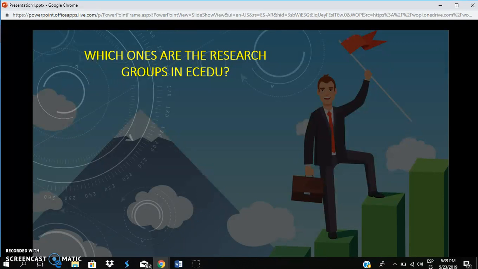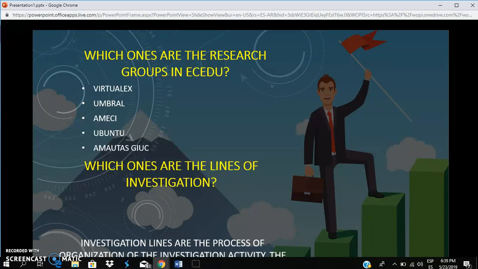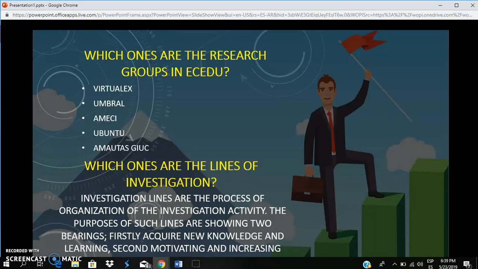Which are the research groups in ESEDU? This is the ESEDU group: Virtual, Ampere, Messi, Ubuntu, and Multiscale. We want our lines of investigation. Investigation labs are the process of organization and investigation theory. The purpose of such lines is, firstly, acquiring knowledge and learning, and second, motivating and increasing.